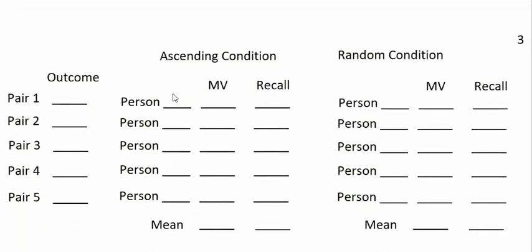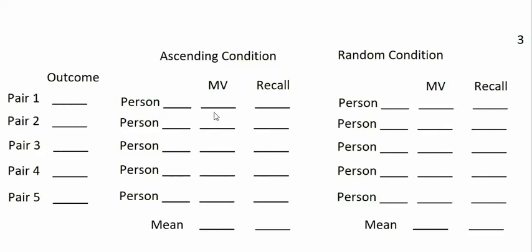Then write the ID numbers of your participants in the ascending group and the random group. So if this was heads, this is the left person and this is the right person. If this is tails, then this is actually the right person and this is the left person. And if this is heads, it's the left person and the right person again. So just fill in the ID numbers from the previous page and fill in your matching variable scores. They're going to be the same.